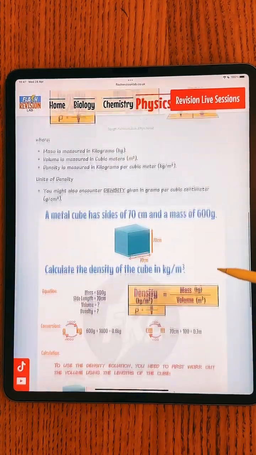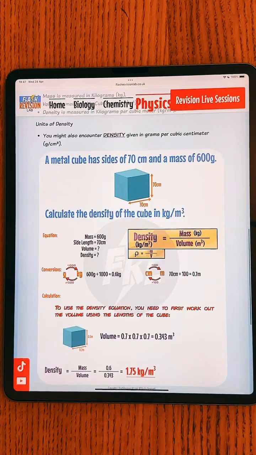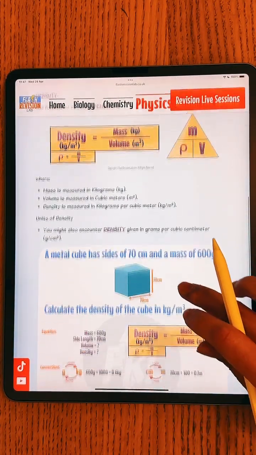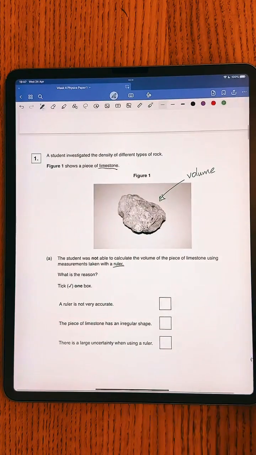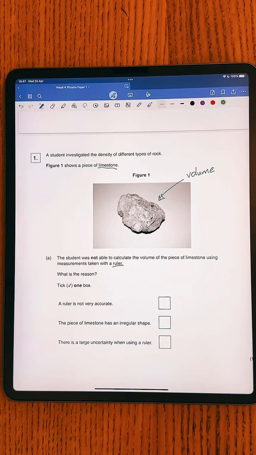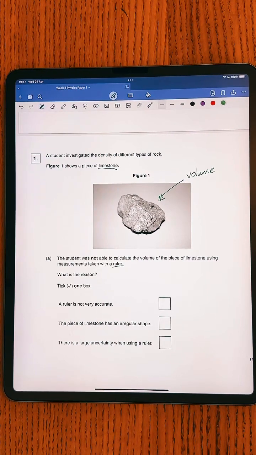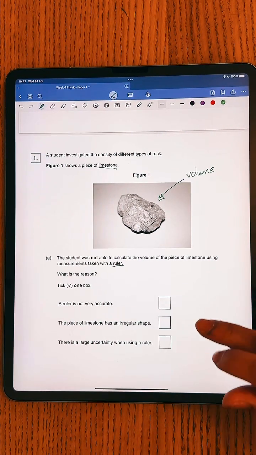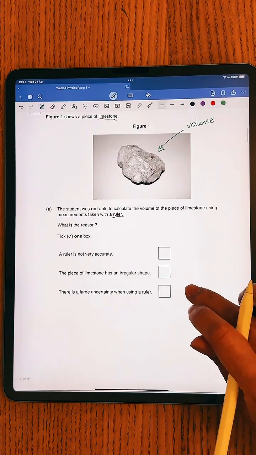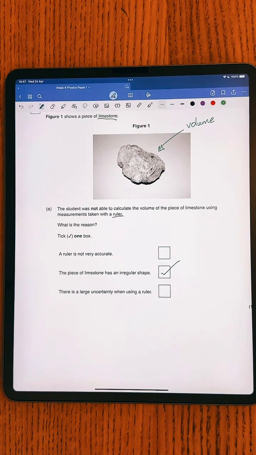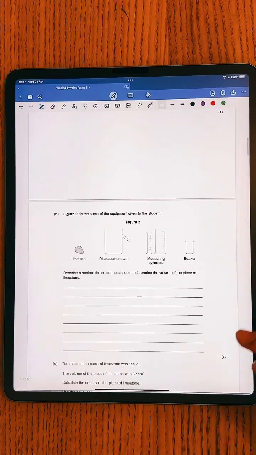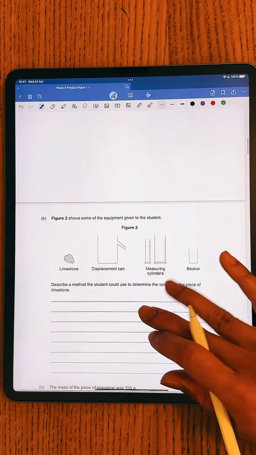Second one, so yeah, most people are saying it. It's the second one because basically it's an irregular shape. So here we've got a calculation with a regular shape, which is a cube, but in the question, we've got a rock. A rock doesn't have a regular shape. It's not cubic. You can't work it out by using a ruler. You'll need to work it out using another method, which I'll go through in a second because that's the next question. So it's because the piece of limestone is an irregular shape. Well done, guys.